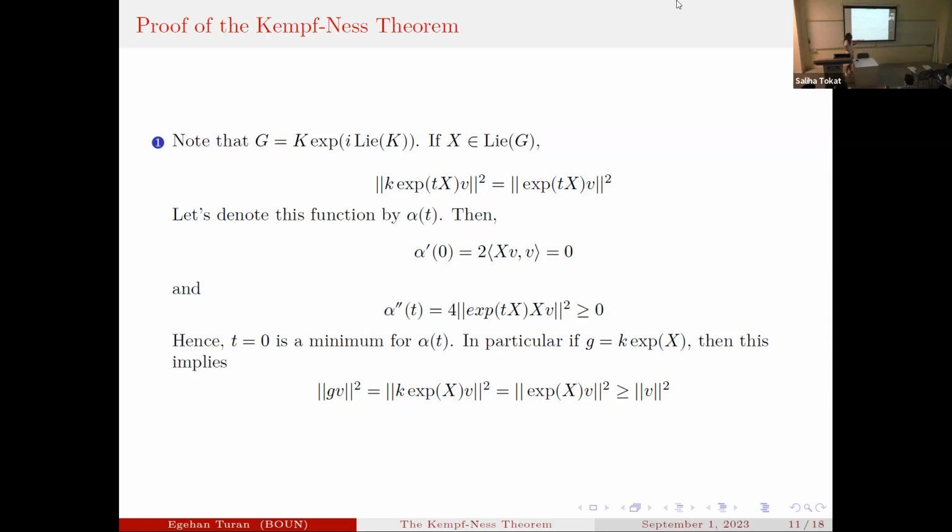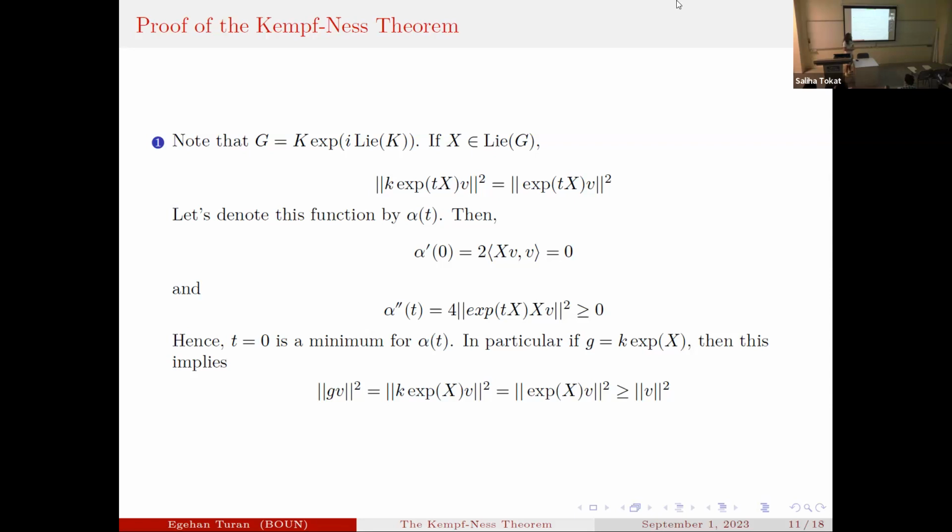So write g as k times exponential x, then look at the norm squared of gv, which is just this, which is equal to that. Since my inner product is K invariant, I can just drop the k and I'm left with this. And this is the value of alpha at t equals 1, and this is the value of alpha at t equals 0. And I know that t equals 0 is a minimum, so this inequality must be satisfied. So indeed, the norm of v is a global minimum, because anything other than v is just greater or equal to that. Okay, this is the one way of the if and only if.